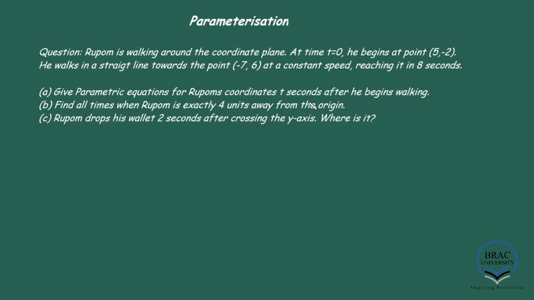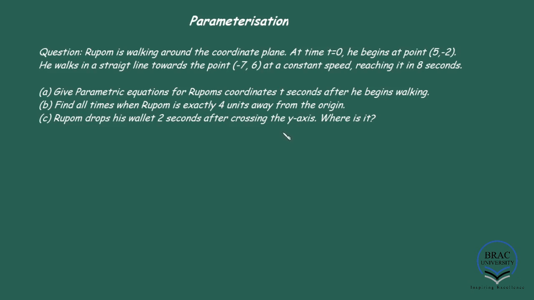So we have to construct parametric equations for Rupam's coordinates x and y, which means we have to construct 2 equations, one for the x coordinate and the other for the y coordinate, to find Rupam's location. And then find all times when Rupam is exactly 4 units away from the origin (0, 0). And Rupam drops his wallet 2 seconds after crossing the y-axis. Where is it? Where is his wallet after 2 seconds?